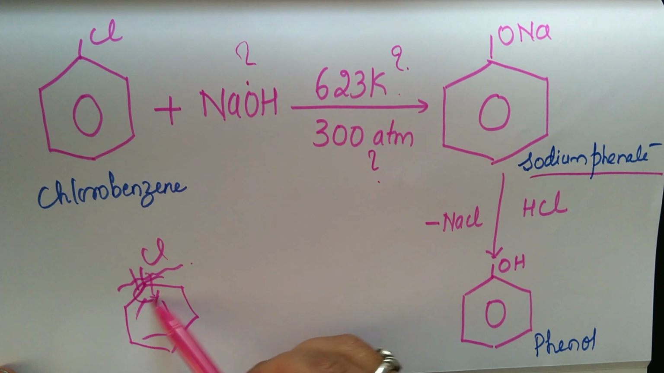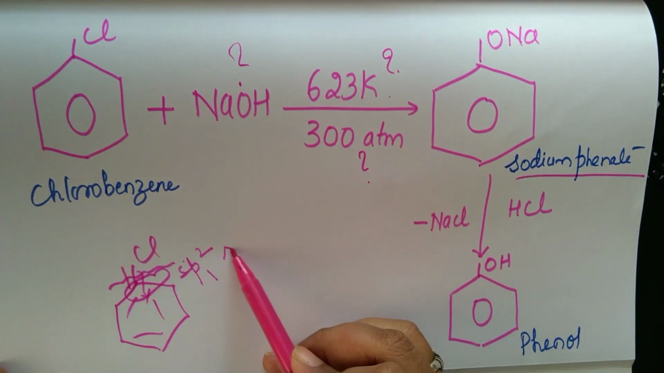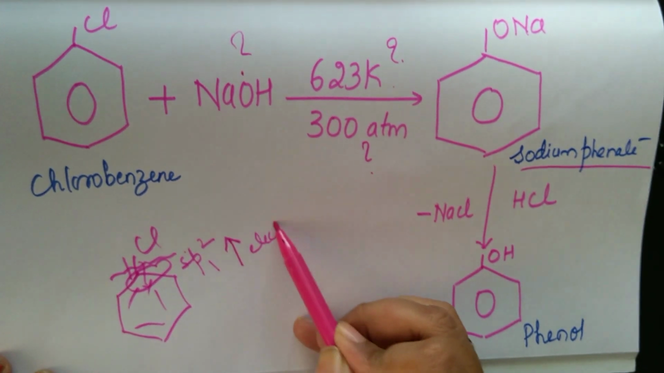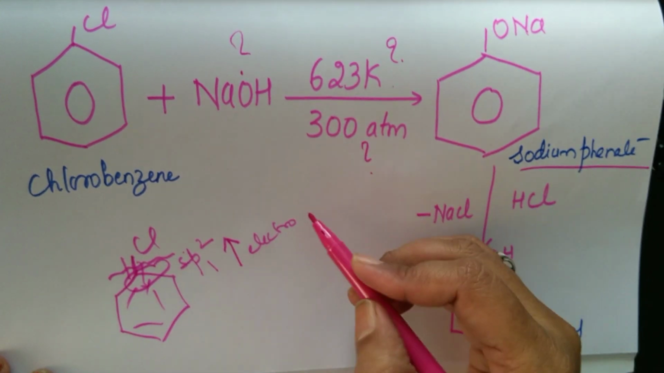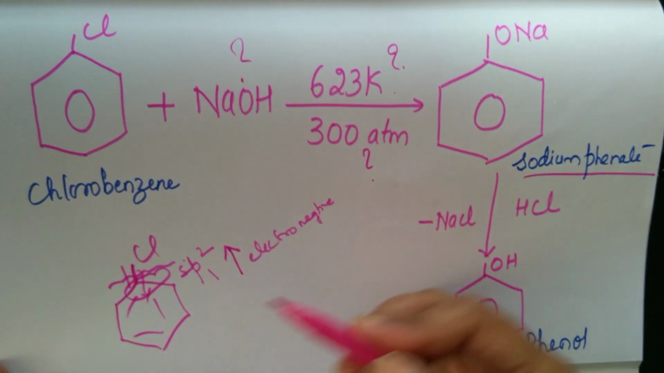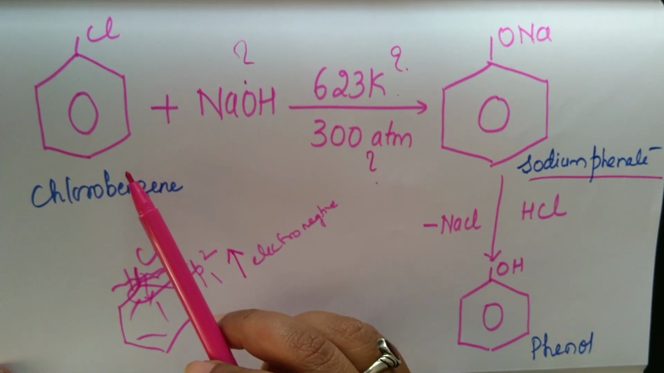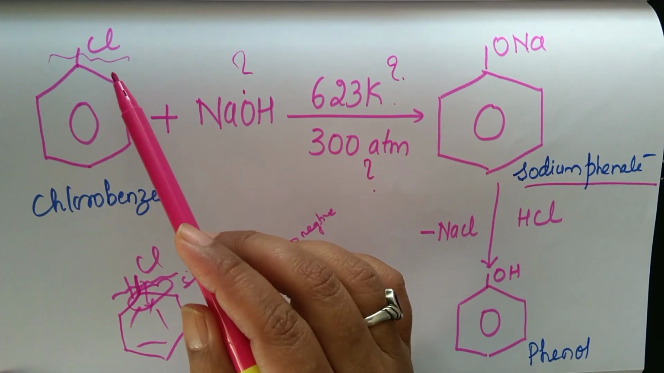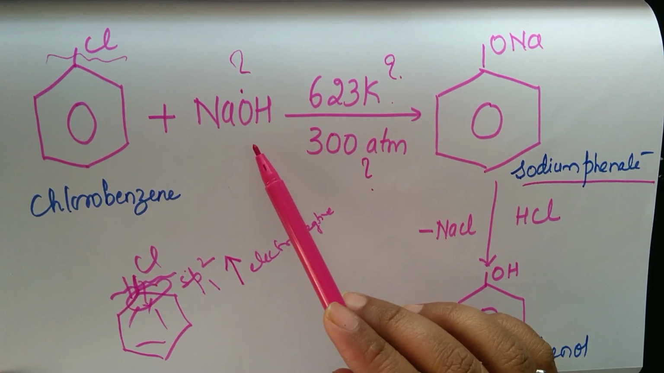And here the carbon atom is sp2 hybridized. If it is sp2 hybridized, how is its electronegativity? Its electronegativity is higher. So when electronegativity is higher, the bond length decreases and bond strength increases. Therefore again it is difficult to break the bond. So it is a very strong molecule. In order to make this stubborn fellow react, we use high temperature, high pressure and a strong base.